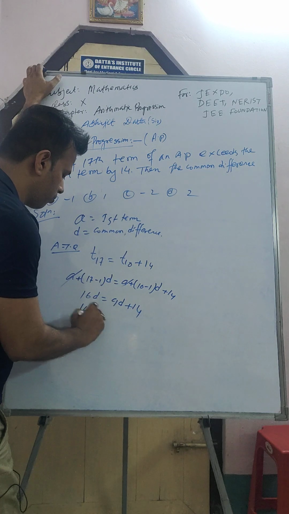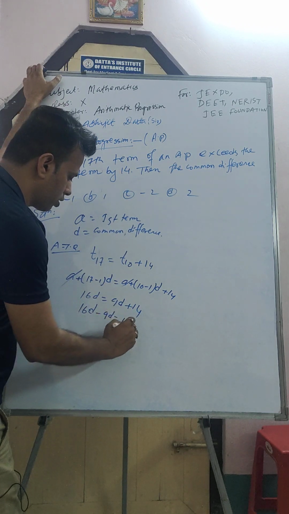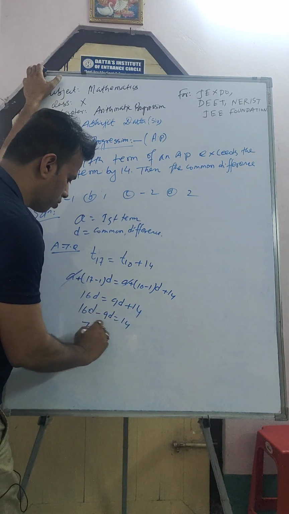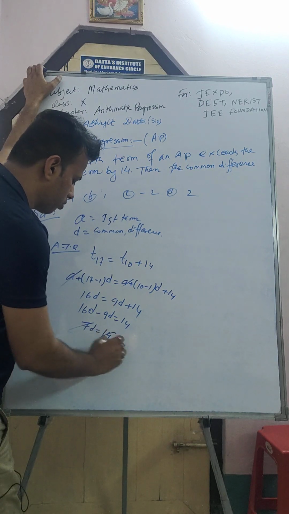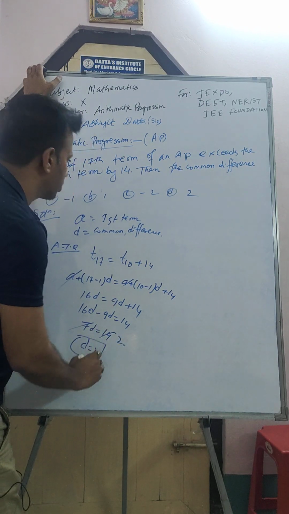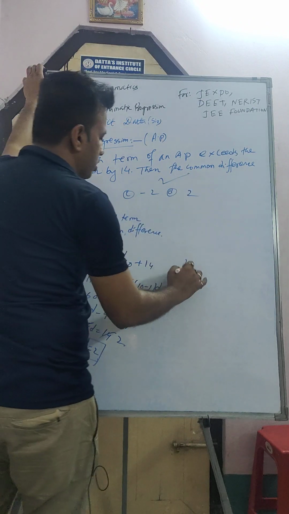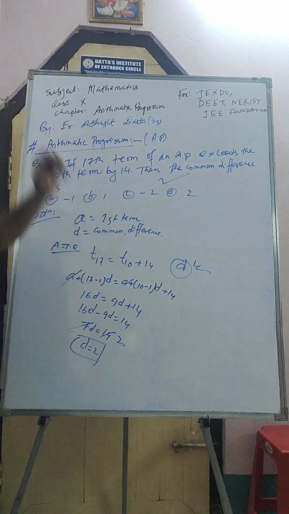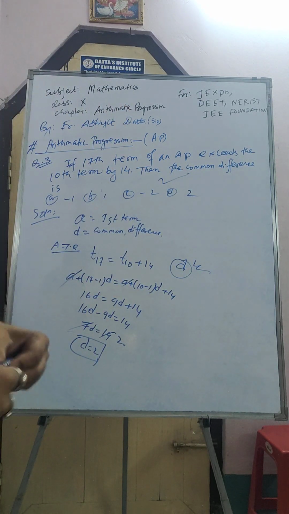So 16D minus 9D is equal to 14. So 7D equal to 14. So if you cut, D will be 2. So D will be 2 is the correct answer. So which option is correct, sir? Option D is the correct answer. Okay, option D is the correct answer. Got it?